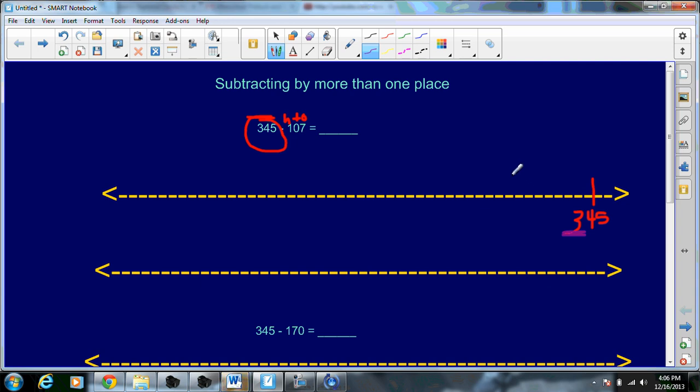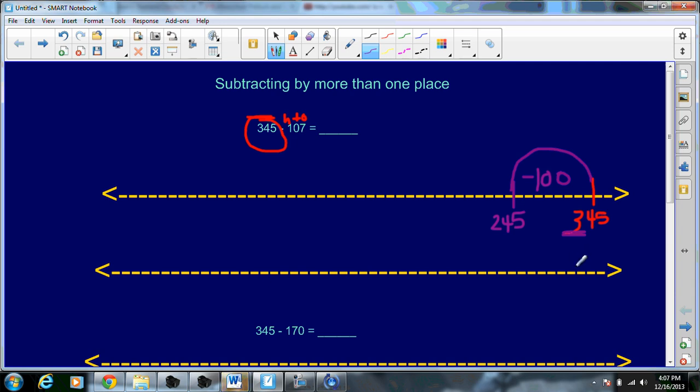I'm going to count 100 back. So here's my one hop, and I'm going to take away 100. Because I'm taking away 100, instead of having 300s, I'm going to have 200s. I have lots of students who want to change the 5 and the 4, but if you change anything else, you are not counting by hundreds.